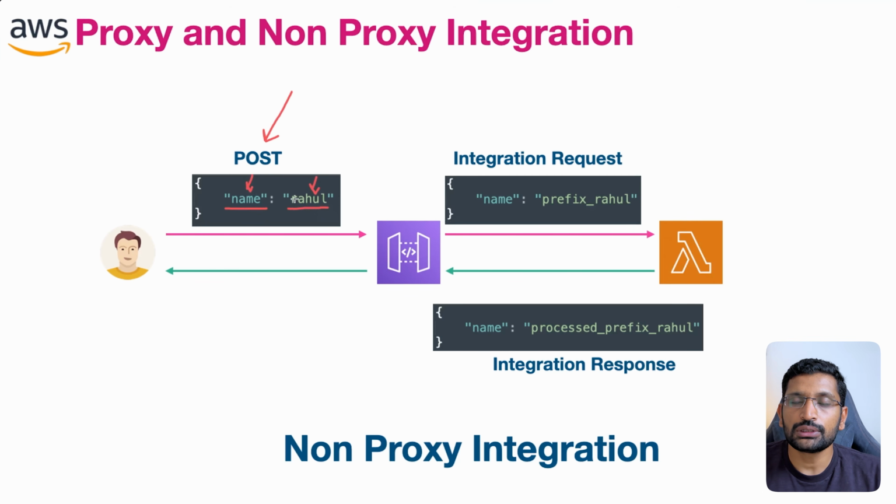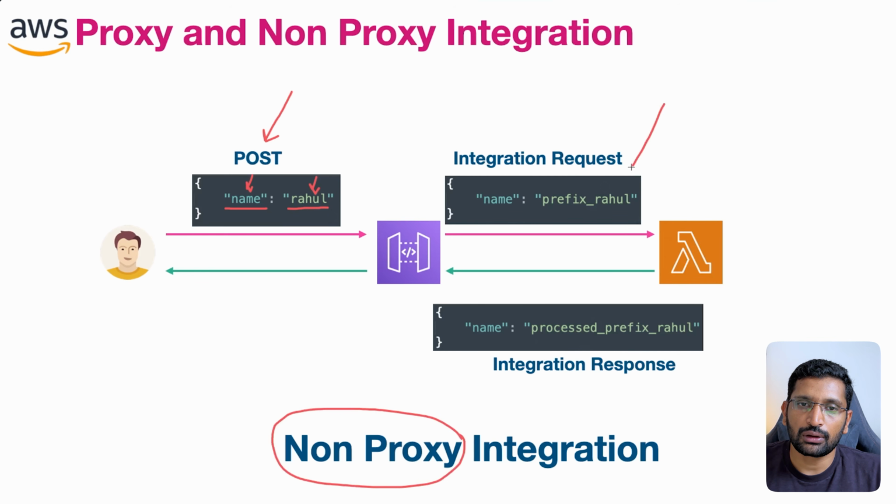And after that, once we send this payload through the API gateway, then we are going to take the power of request modification. That is only possible with the non-proxy integration. So in that request, we are going to add a prefix, or we are just going to modify the value of our key. So here you can see initially we were passing only the name, and here we have just added a prefix over here.